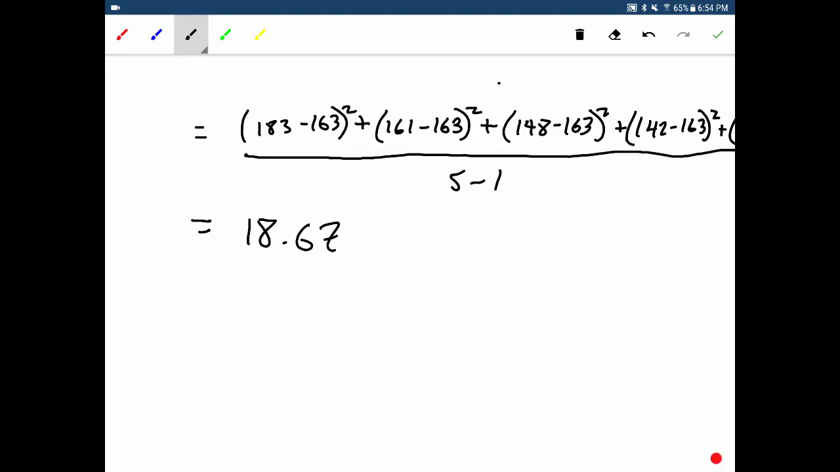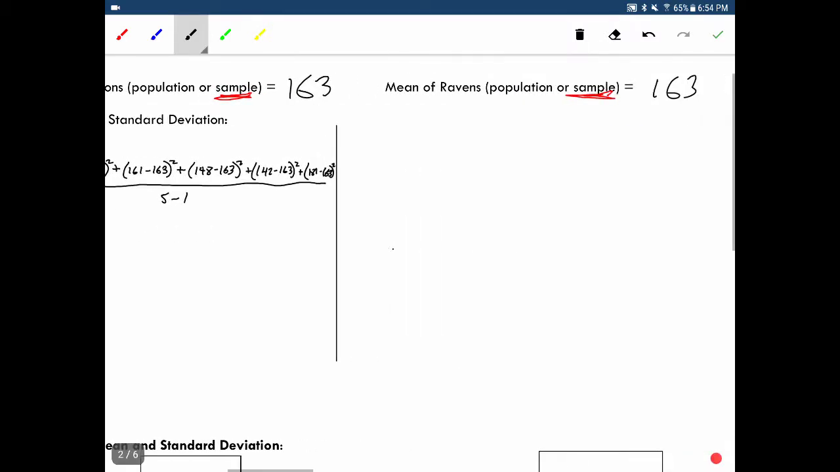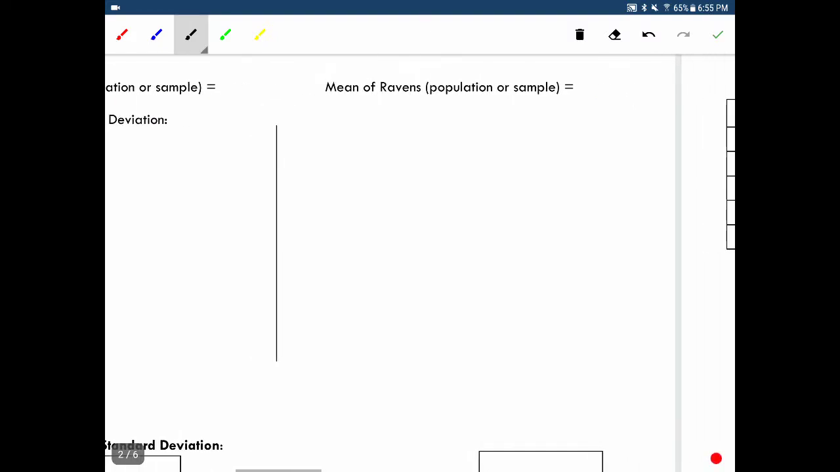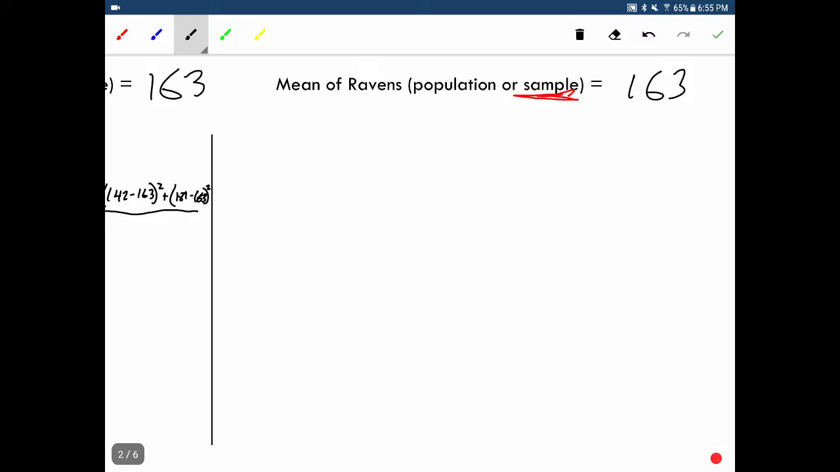So there we go. We've got a standard deviation, which I'm going to call S because we decided it was a sample, of 18.67. It would be a little bit different if we decided it was population, of course, because you'd divide by 5 instead of 4.